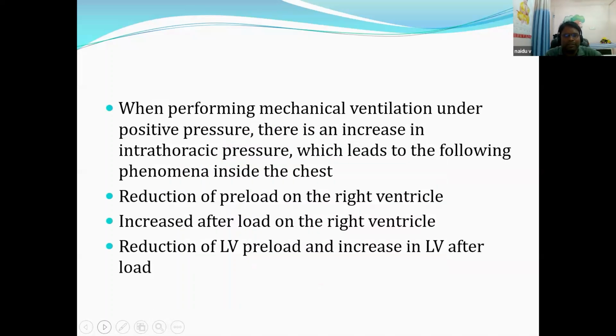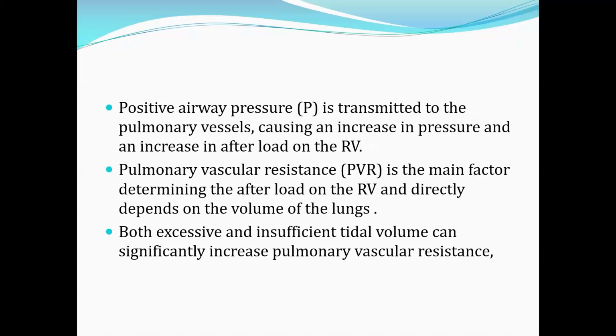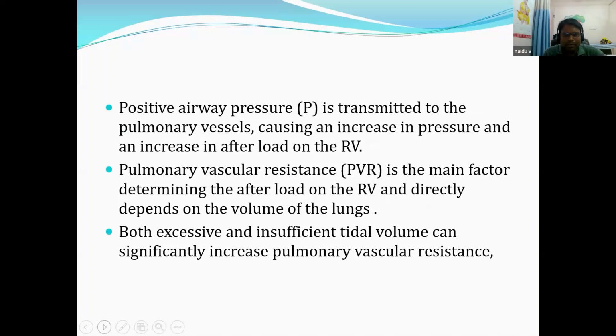During mechanical ventilation with positive pressure, when the intrathoracic pressure is increased, it can lead to a reduction of the preload on the right ventricle, an increase in the afterload on the right ventricle, a reduction of the left ventricular preload, and an increase in the left ventricular afterload. Positive pressure ventilation is transmitted to the pulmonary vessels, and the increase in pulmonary vascular pressure can lead to increased right ventricular afterload.